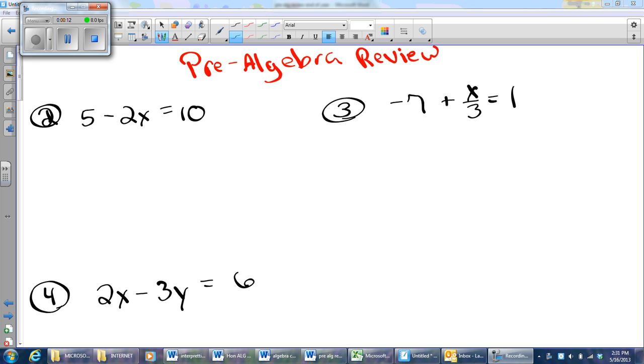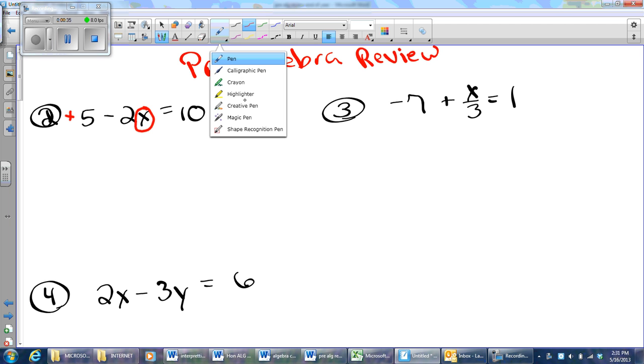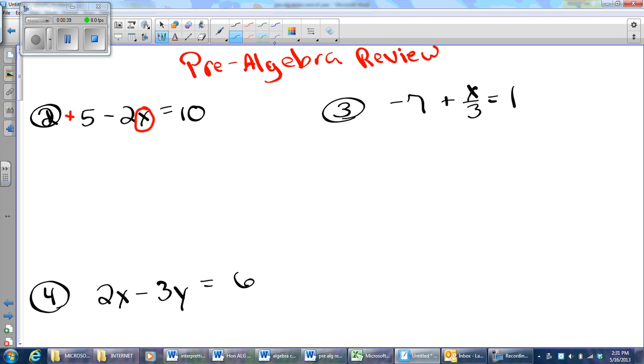I'm on problem number 2, and it says that 5 minus 2x equals 10, and the instructions are to solve for x and show all work. Well, I need to get the x alone, and I see there's a negative 2 attached by multiplication, and a positive 5 attached by addition. So to get x alone, the first thing I'm going to do is get rid of that positive 5. How am I going to do that? Well, I'm going to subtract 5, of course.